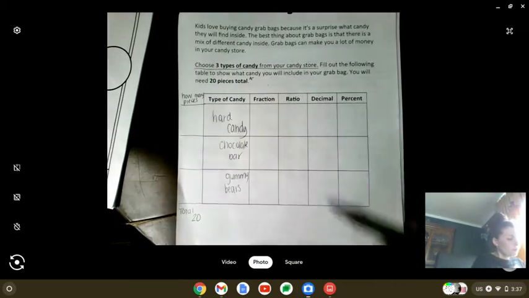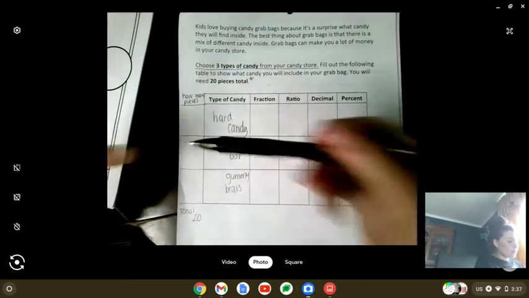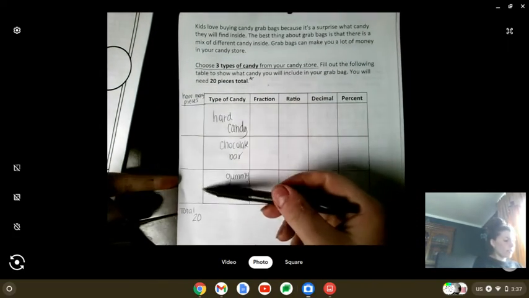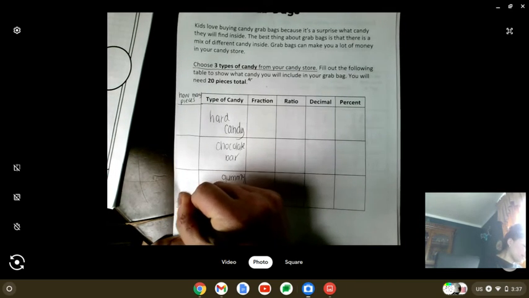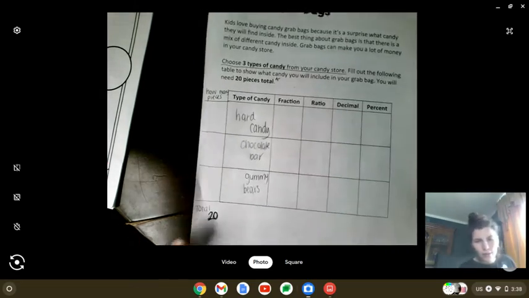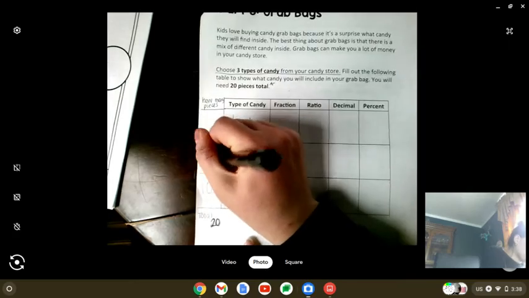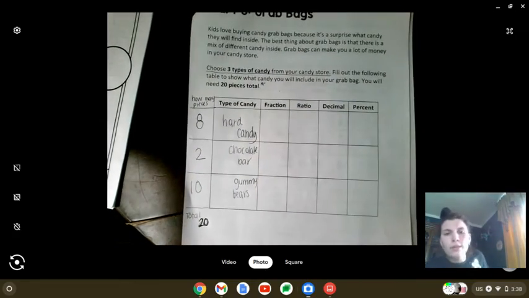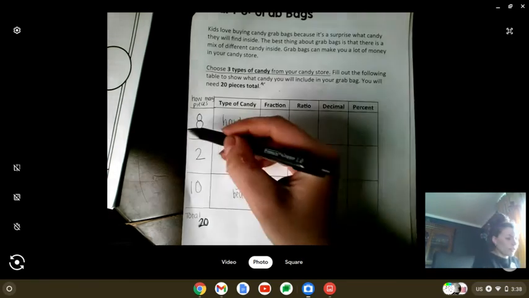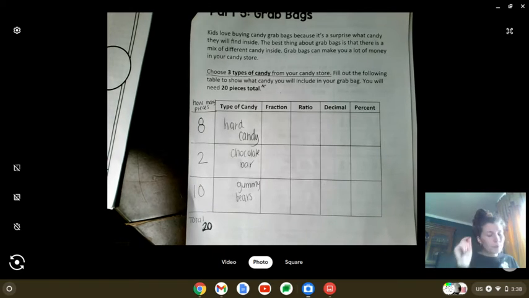Next thing we need to figure out is how many pieces of hard candy you want, how many chocolate bars you want, and how many gummy bears you want. You can only have a total of 20 candies all together. So I'm going to do 10 gummy bears, 2 chocolate bars, and 8 hard candies. That's going to be in my graph. 8 plus 2 plus 10 is 20. You need a total of 20. Pause the video, determine how many, and come on back.